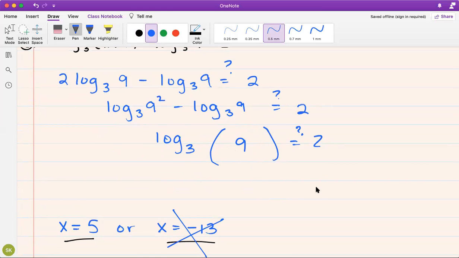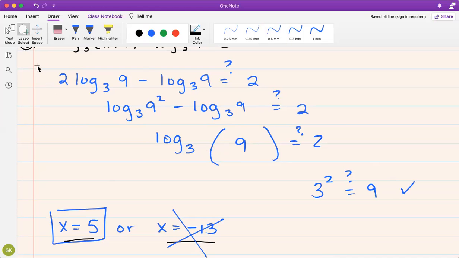So switching back to the exponential form, this is the same as asking is 3 squared equal to 9? Because you can evaluate this logarithm. Log base 3 of 9 is 2 because 3 squared is 9. So the answer is yes. So you can see that our answer worked. So this is the answer to the problem. x is equal to 5.